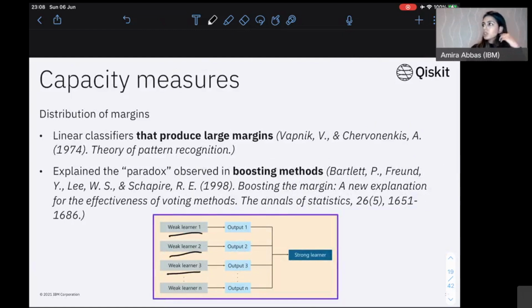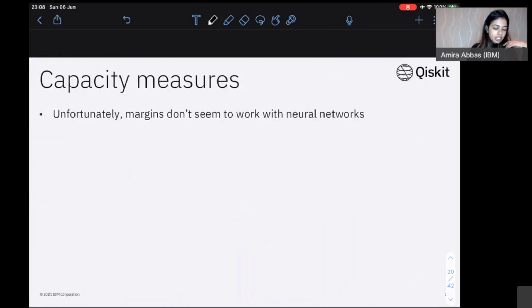Now it was also a mystery with boosting models that the more classifiers we added, or the larger we made the models, they didn't seem to overfit. And it turns out that the distribution of margins explains this generalization behavior very nicely, where these models didn't overfit. So one would then think, okay, the distribution of margins could be the answer. The way we think about capacity could be how confident our classifier is, the distance between our classifier and the data points. But unfortunately, margins don't seem to capture generalization behavior of neural networks.